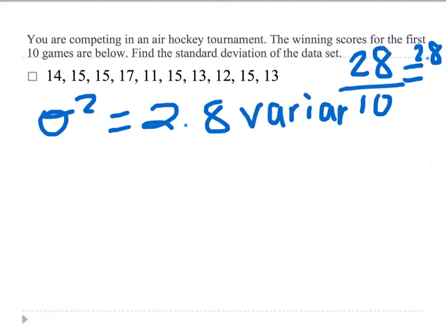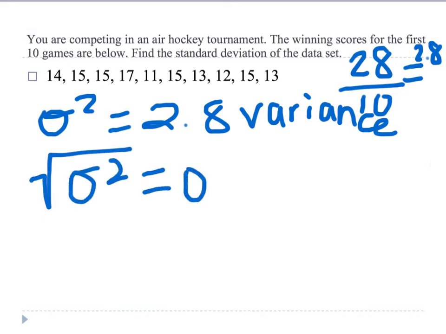But this question is asking for the standard deviation. So remember that the standard deviation is the square root of sigma squared. So I take the square root of 2.8 and I get 1.67.